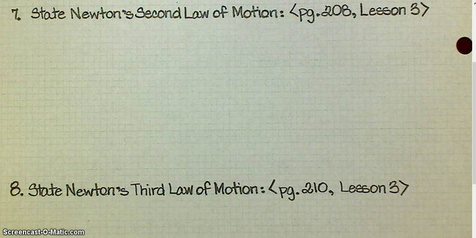Okay, so we're now on the back looking at number 7. And it says to state Newton's second law of motion. And that information is on page 208 in lesson 3. Acceleration of an object depends on the mass of the object and depends on the net force applied to it. So 2 things determine an object's acceleration, and that's basically what Newton's second law says. Okay? So acceleration depends on mass and the net force applied, okay?